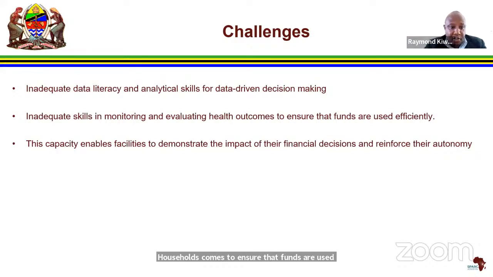As you know, we need capacity to enable facilities to demonstrate the impact of their financial decisions and reinforce their autonomy. So these are some of the challenges that health facilities are generally facing in terms of data management.